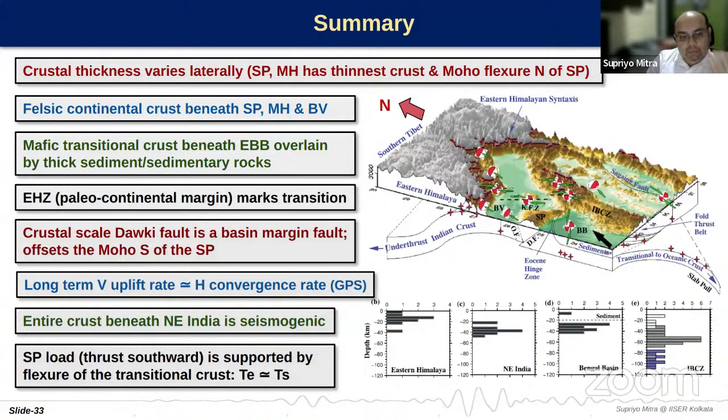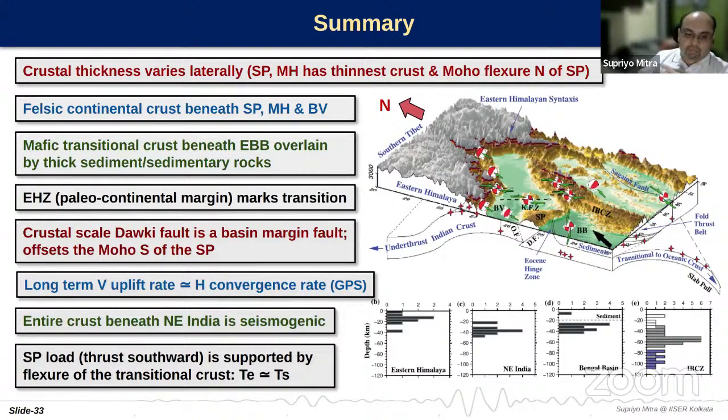South of it is the transitional mafic crust. You have the Eocene hinge zone, which marks the paleocontinent margin. And that is the region which shows you the transition, the Dauki fault being the northernmost of these faults. So this is the basin margin fault, which has an offset on the Moho.